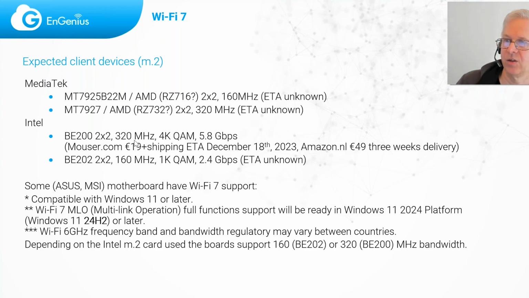Actually, I find the €20 price for the BE200 quite cheap. If you want it faster, maybe go to Amazon. I've seen it for 50 euros, including shipping, so maybe you can have it before the end of this month there. But from Mouser, it would be the end of the year before you have it, if Intel can ship in time, of course. I have not seen any USB clients yet, but those will possibly also come later.